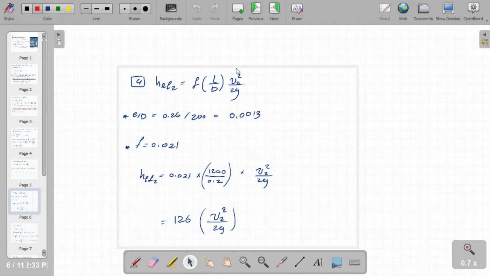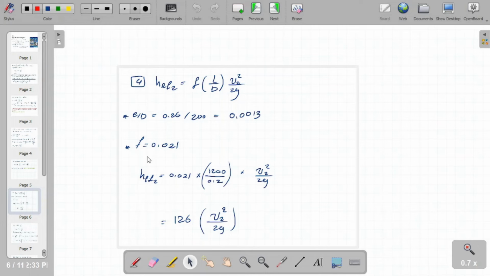Now the head loss due to friction in the second pipe formula is f times L over D, which is the length divided by the diameter, times the velocity in the second pipe squared divided by 2 times the gravity acceleration. Now e over D, this ratio, can be found also like we did: 0.26 millimeters divided by 200 millimeters, which is of course 20 centimeters, we get 0.0013.